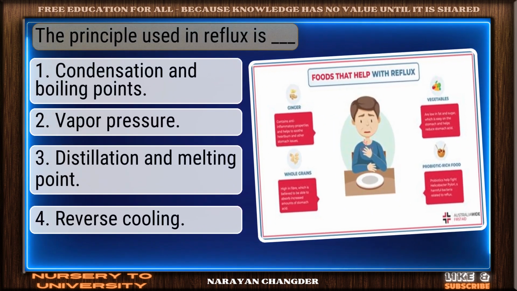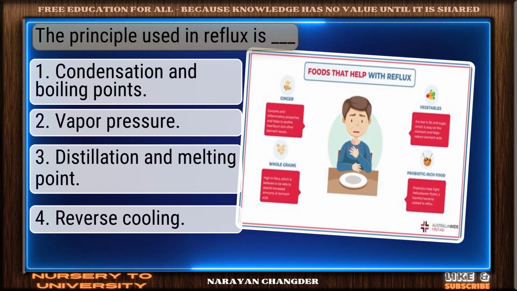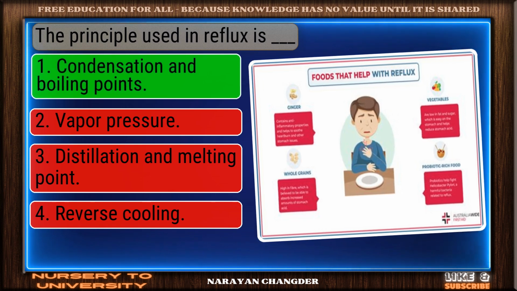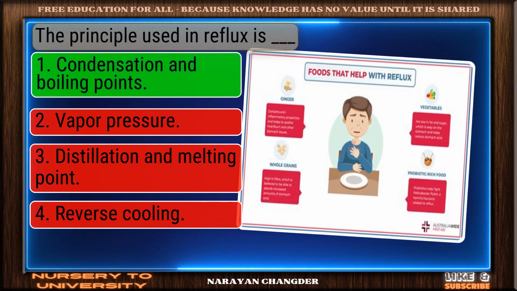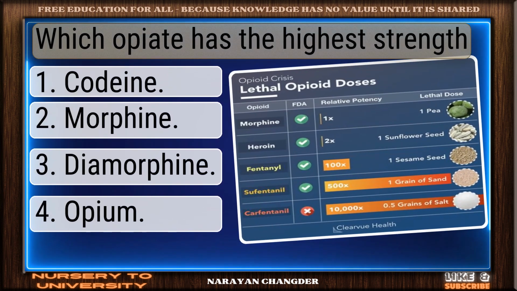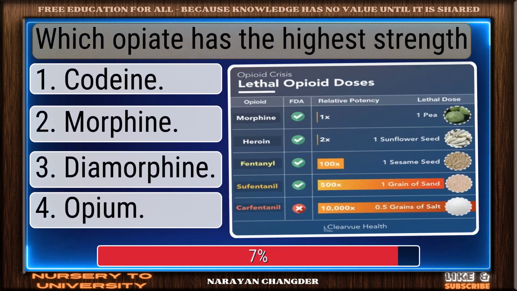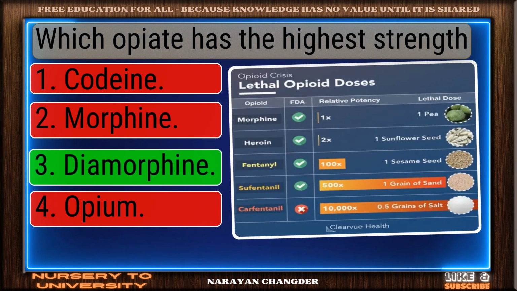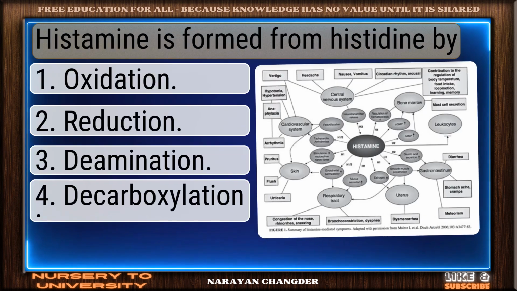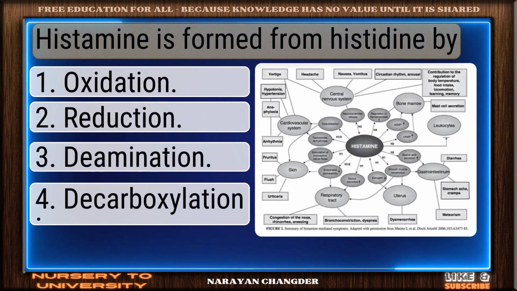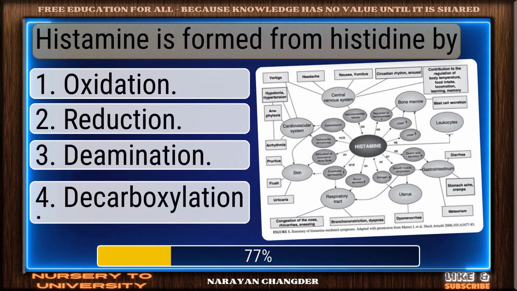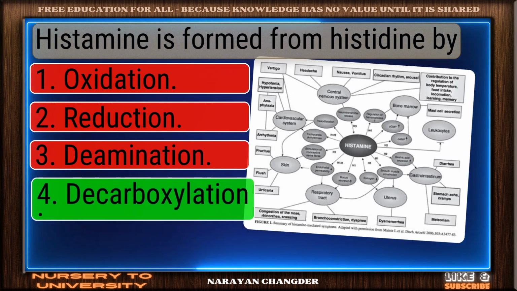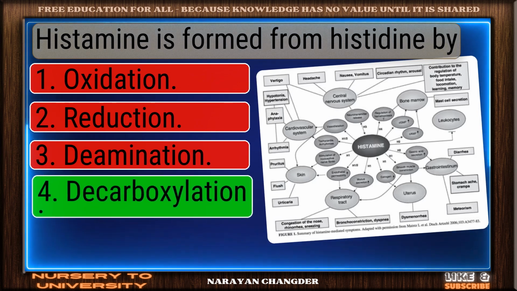The principle used in reflux is dash. Nicely done. Condensation and boiling points is a solid answer. Which opiate has the highest strength? Right choice. Diamorphine is the best answer. Histamine is formed from histidine by. Clear logic. Your choice, decarboxylation, is sound and 100% true.